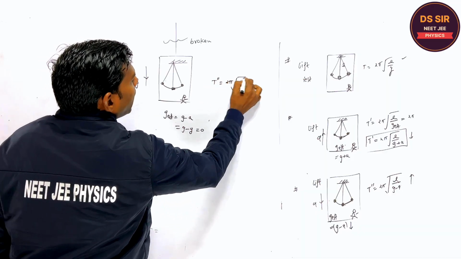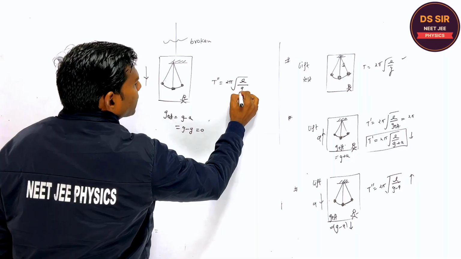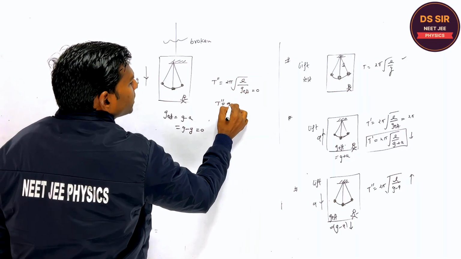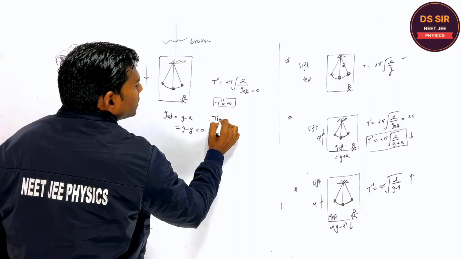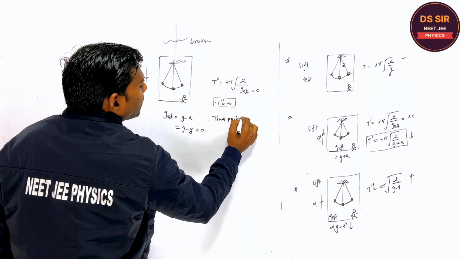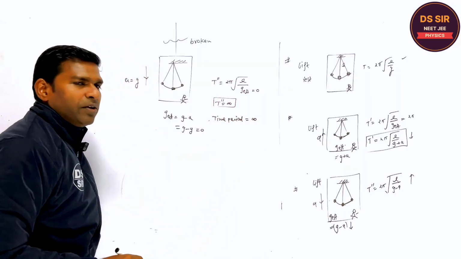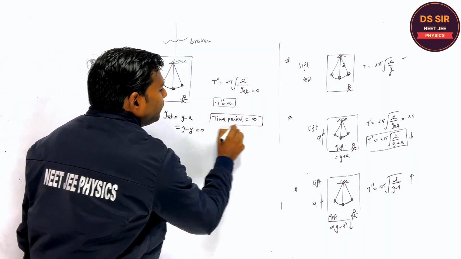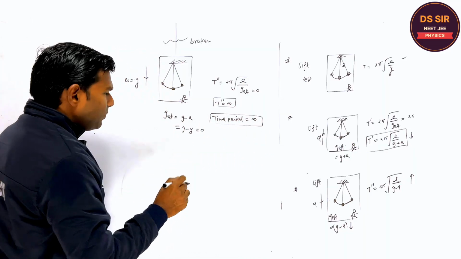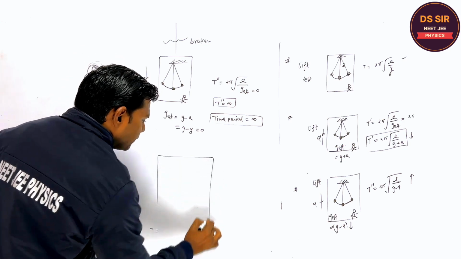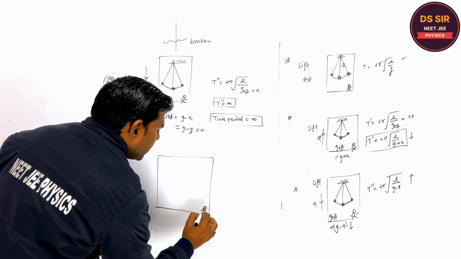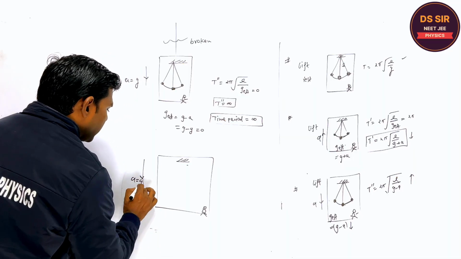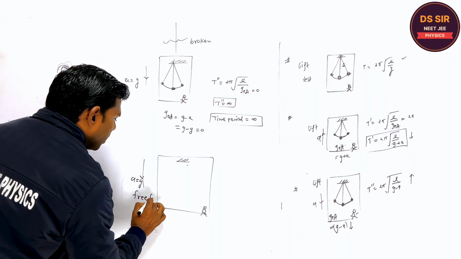So what will be the time period? 2π√(L/g effective), and g effective is 0. So 1 upon 0 is what? Say infinite. So the time period for this will be infinite. Are you getting or not? What does it mean, the infinite time period? It means you are sitting in a lift with a simple pendulum and free fall is occurring.